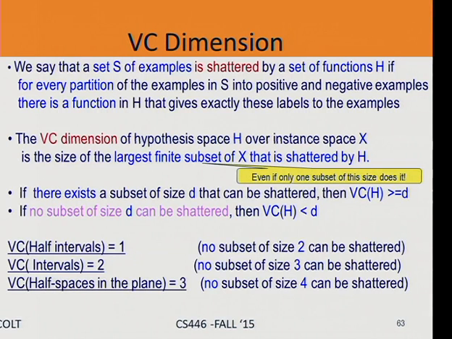For half spaces, a little bit more complicated. It's 3. We showed that no subset of size 4 can be shattered, which means it's less than 4. We did not show that all subsets of size 3 can be shattered, but it doesn't matter. It's sufficient that we have one set of size 3, 3 points in general position that we could shatter, and that was enough. So this is a subtle issue here that you have to understand. Questions?